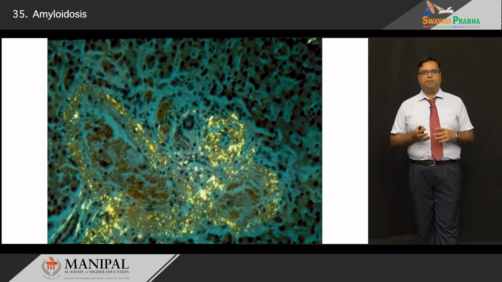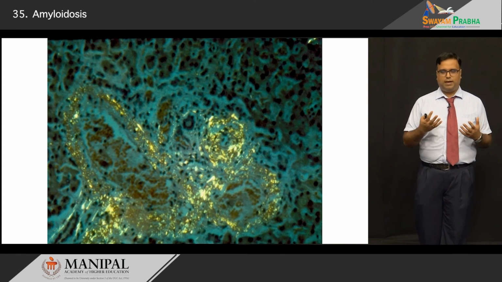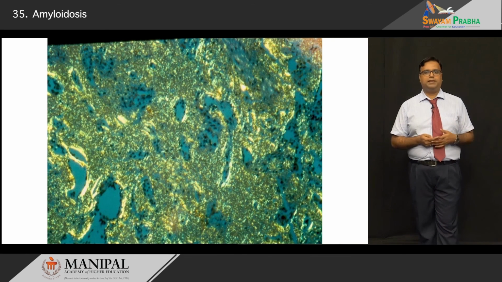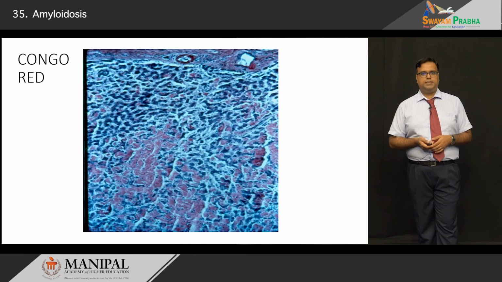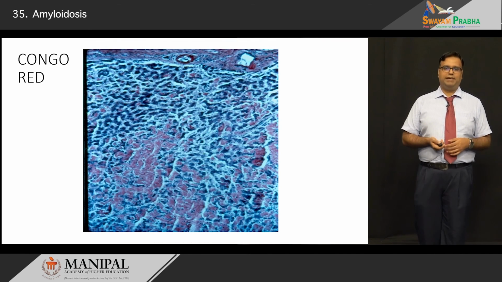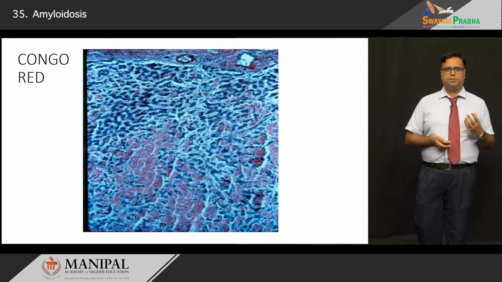This is not a sci-fi image. What you are looking at essentially is apple green birefringence. You can see the color almost staring at you. That is amyloid there. More map-like areas here, again amyloid under polarizer. This is Congo red. You can see the red areas there, which is almost a pink color brought about by Congo red.